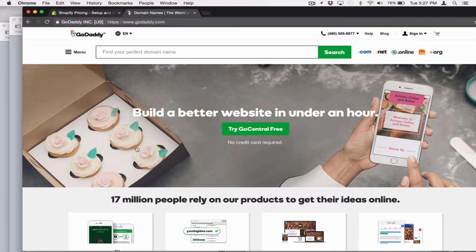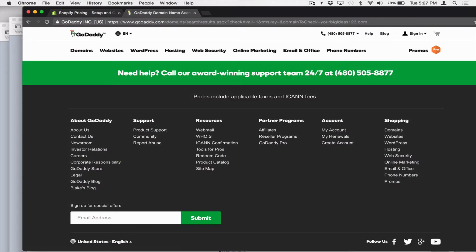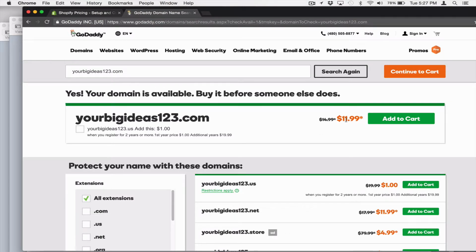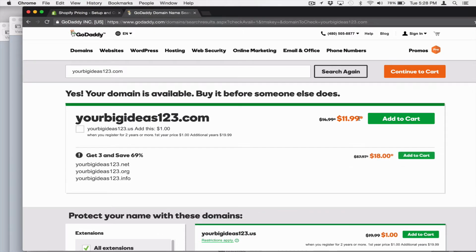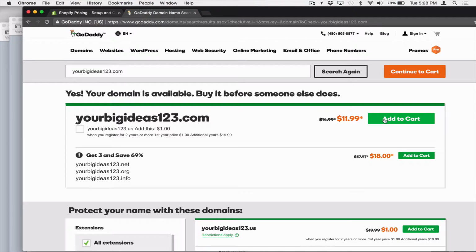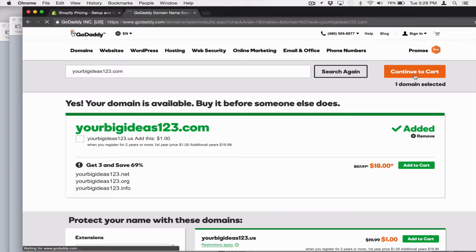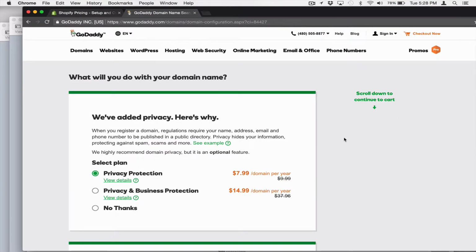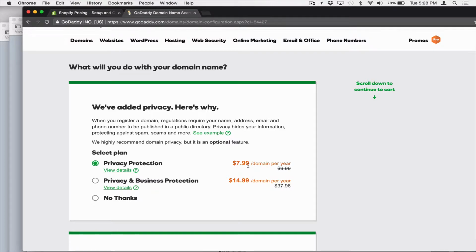So let's just look up yourbigideas123.com. You can see here they're probably at $11.99 a year. Continue to cart. And then an additional cost that I like to include is the privacy protection, which is $7.99 a year. So that's about $18.99 a year with the privacy, which is not bad.